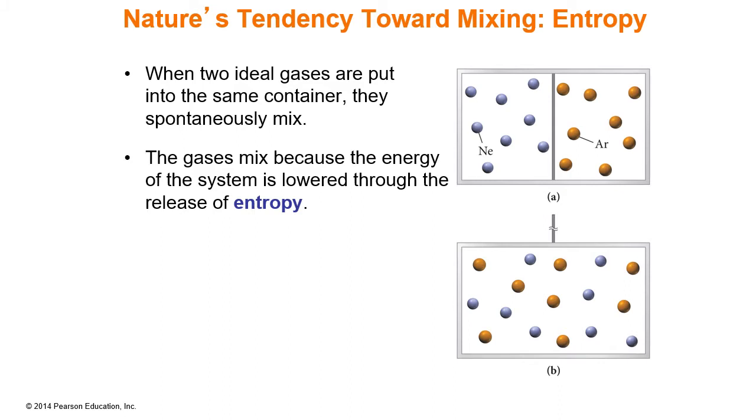So when we think about nature's tendency towards mixing, this is entropy. Entropy is the tendency towards chaos. So if we have two gases and we remove a barrier between them, they're going to spontaneously mix because the energy of the system becomes lower as those substances mix and become more chaotic.